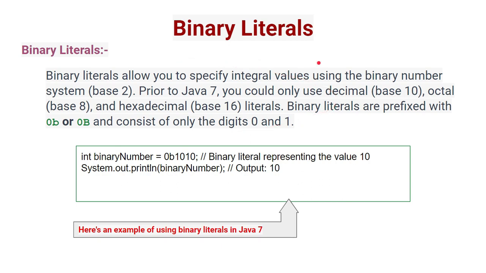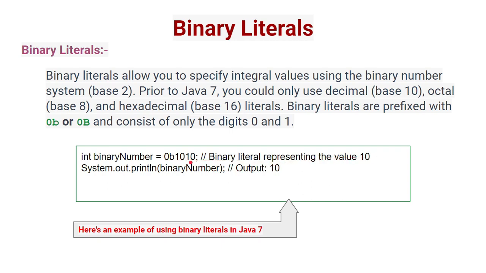Now you can see what binary literals are. Binary literals are basically like this: if you declare any variable of integer type, at the start of the value you can give 0b. We can consider this 0b as a binary prefix. After that, whatever value you write will be considered a binary number, and it will automatically be converted and stored as the value 10.